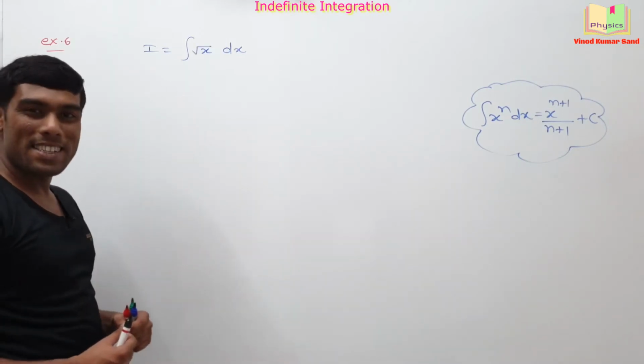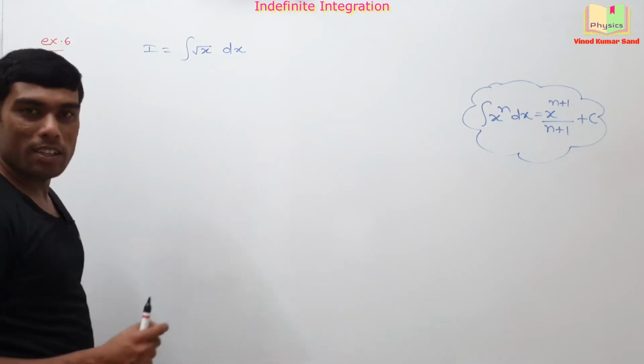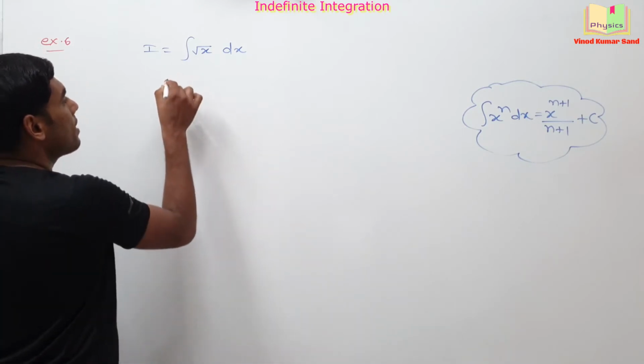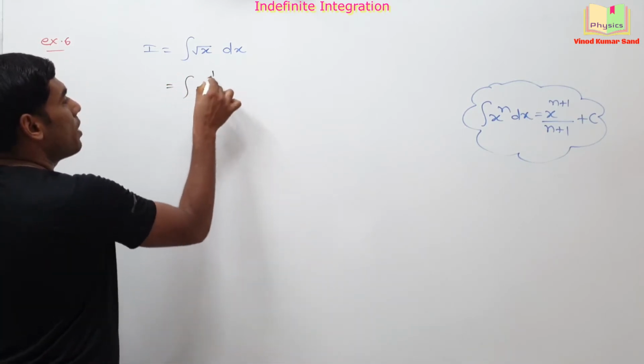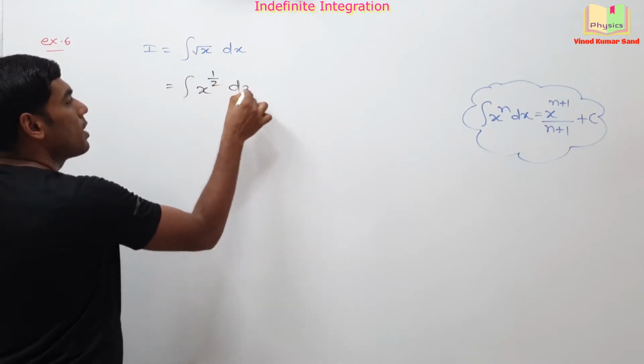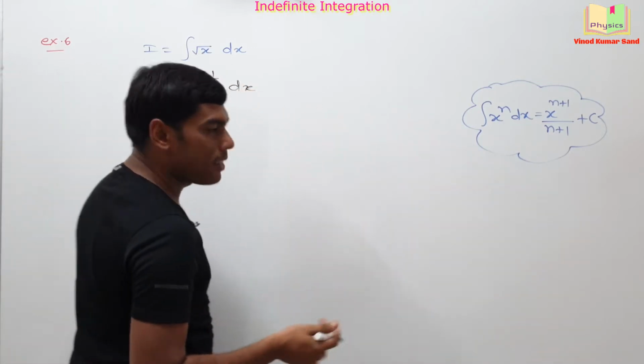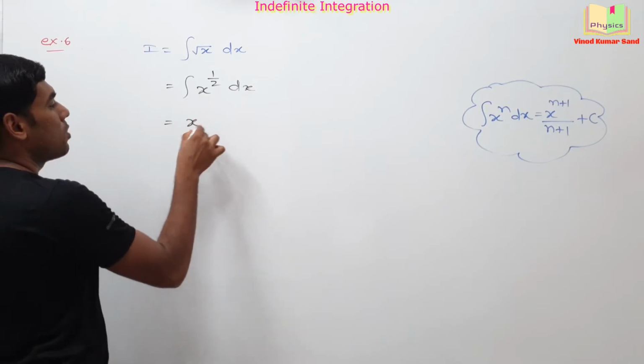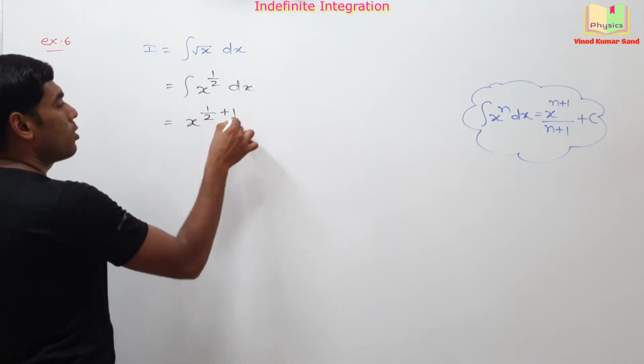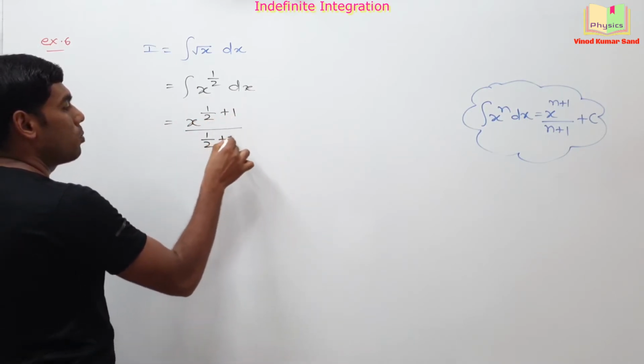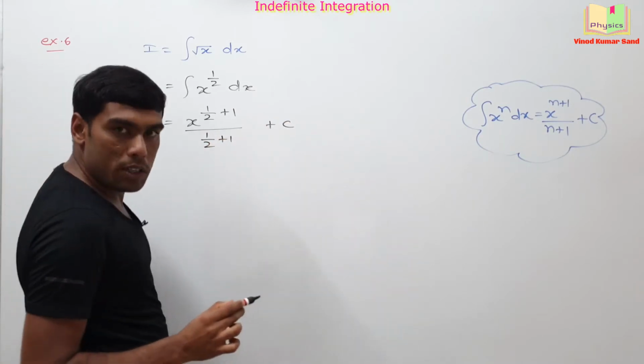Let's take up the next example. It's based on the same formula. This can be written as x to power 1 by 2. And then using the formula, we'll get the immediate answers. So we should write the answer as x to power 1 by 2 plus 1 divided by 1 by 2 plus 1 plus some constant c.